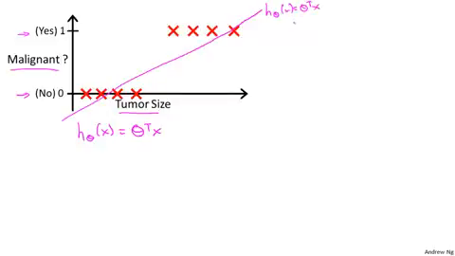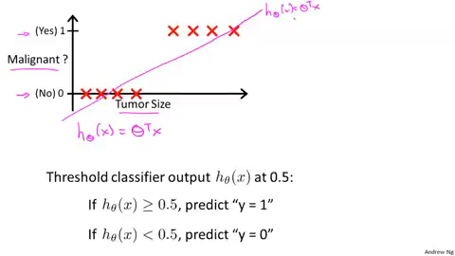If you want to make predictions, one thing you could try doing is then threshold the classifier output at 0.5, that is at the vertical axis value 0.5. And if the hypothesis outputs a value that's greater than or equal to 0.5, you predict y equals 1. If it's less than 0.5, you predict y equals 0. Let's see what happens if we do that.